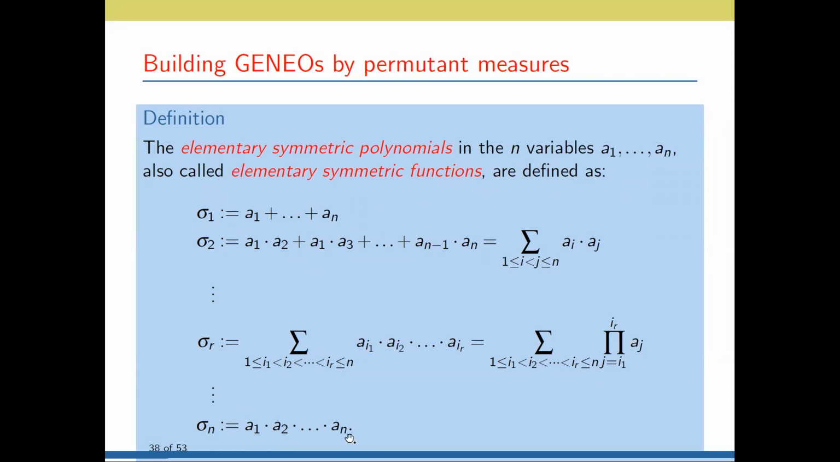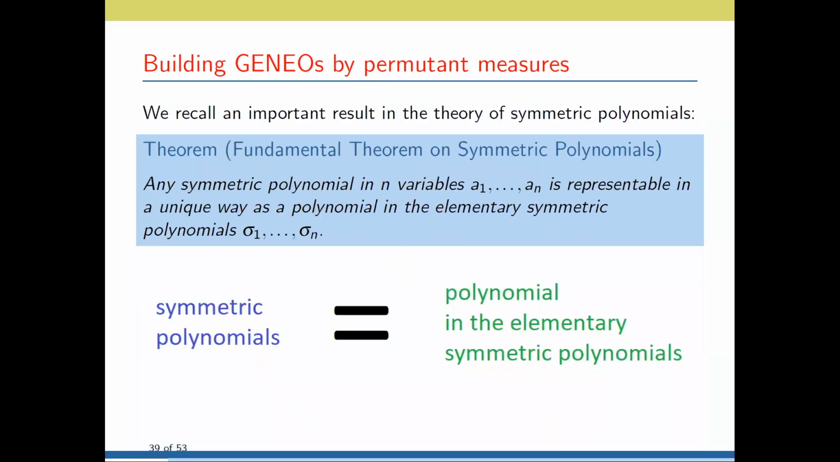Now, when we use sigma 1 in what I'm going to say, we obtain the weighted average, so the proposition you have seen previously. But we can use the other symmetric polynomials, and you still obtain equivariant operators. Now I have to recall an important result in the theory of symmetric polynomials. The fundamental theorem of symmetric polynomials states that any symmetric polynomial in n variables a1, ..., an is representable in a unique way as a polynomial in the elementary symmetric polynomials sigma 1, ..., sigma n.